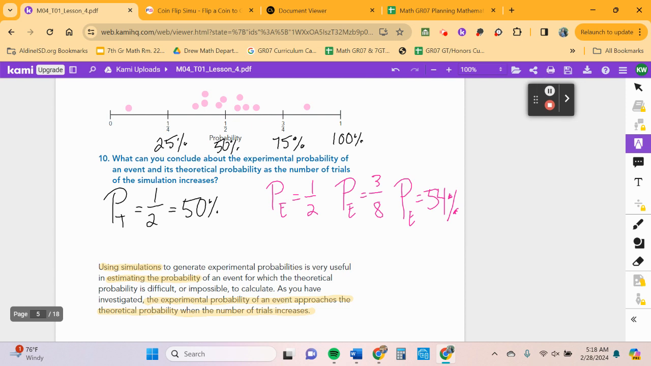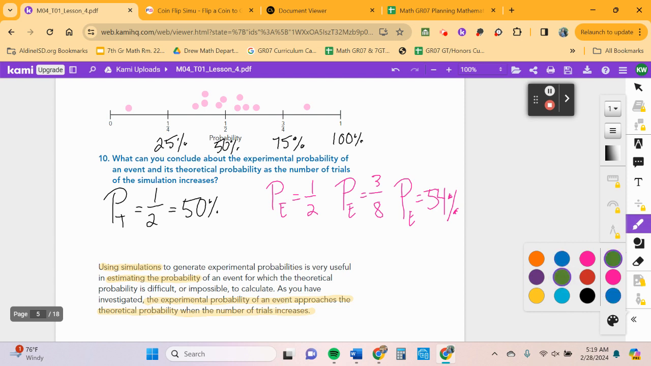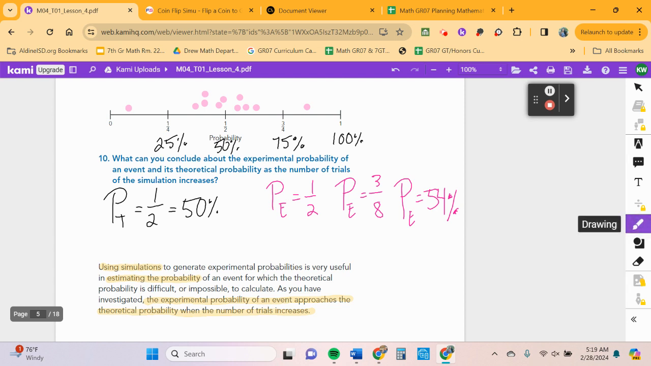So for example, when we conducted our second trial, we got 3/8. And as a percentage, just so that we can compare, that is about 38%, which is way less than that 54% that we got when we conducted 50 trials.